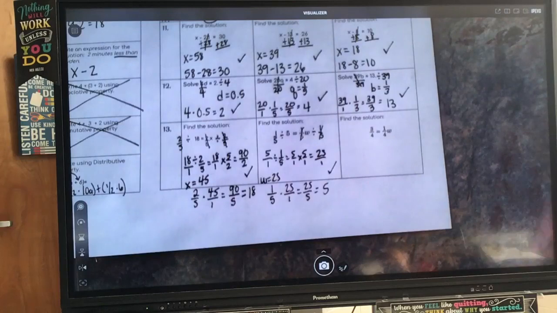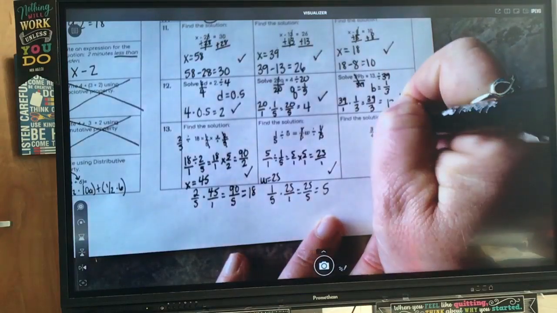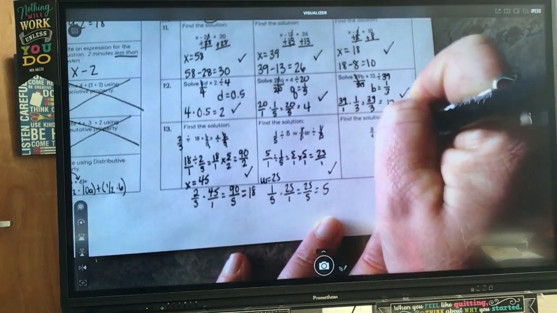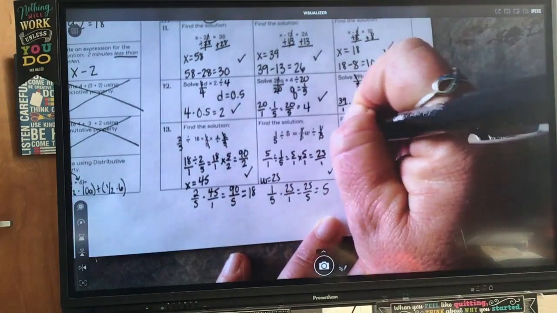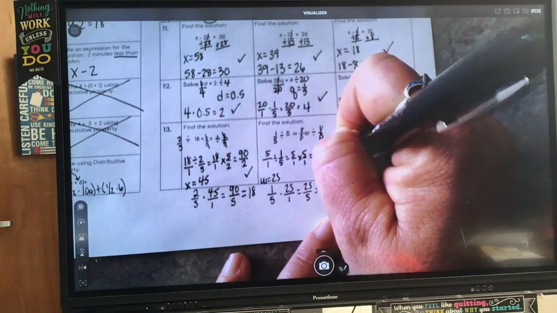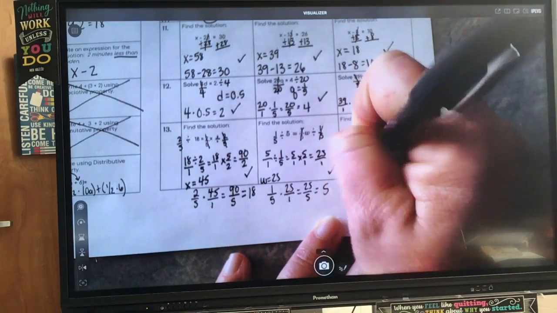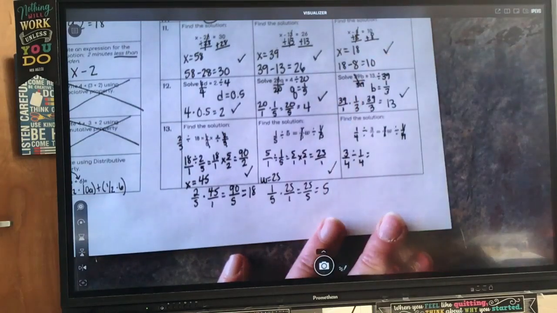Alright, and the last one. 3/4 equals 1/4 W. What operation is going on in our problem? Haley. What's the opposite? So I'm going to divide by 1/4. So I do 3/4 divided by 1/4. Kaylee, what do I have to do when I'm dividing fractions?